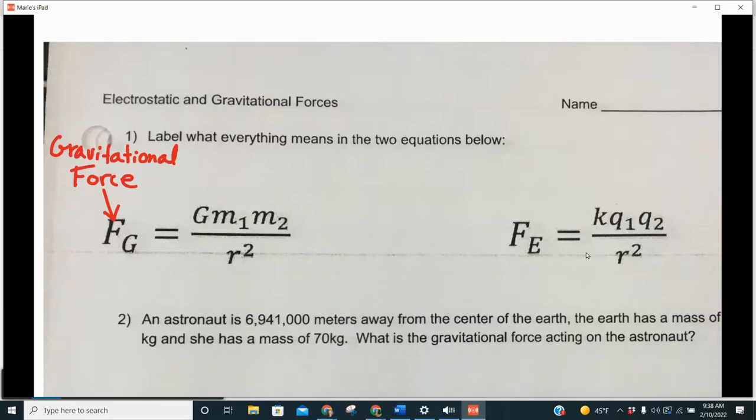Especially this time of year, Valentine's Day is just around the corner. You can also calculate the gravitational pull between you and your significant other. Because you both have mass, so everyone is attracted to anyone else. So there you go. You can calculate just how attractive they are.